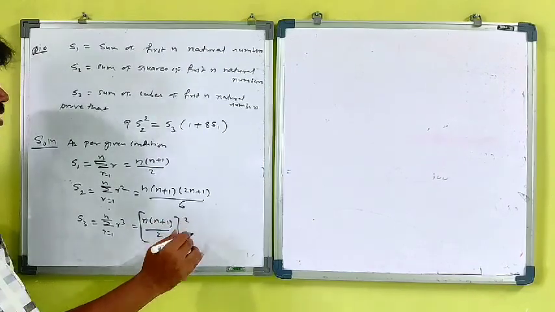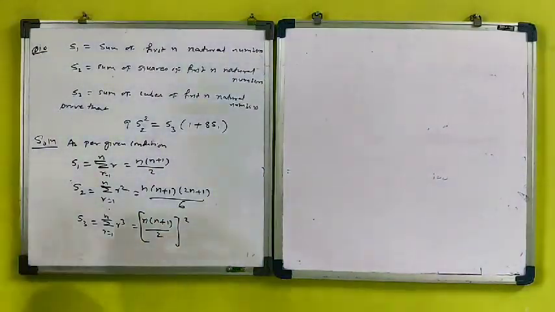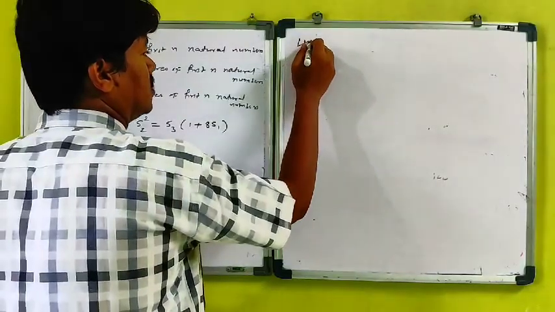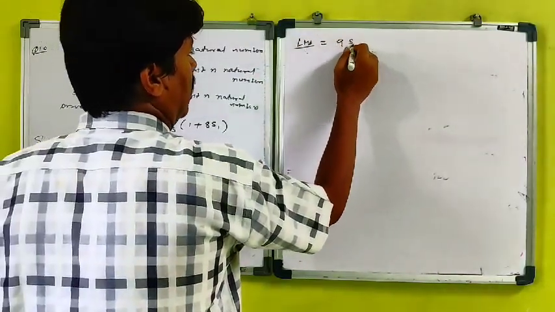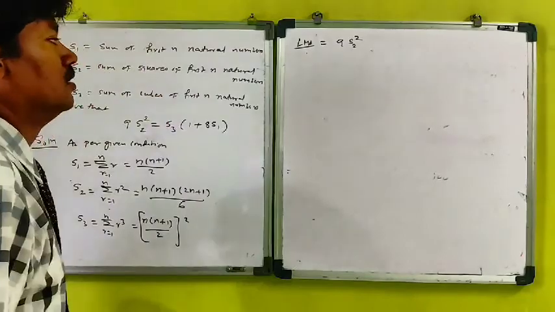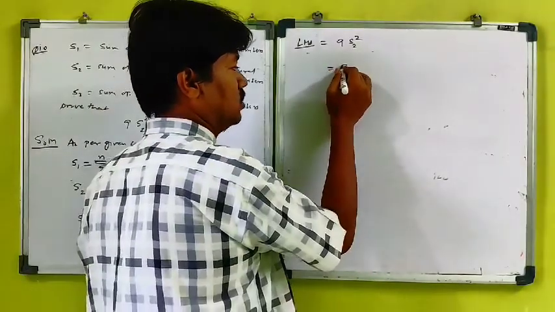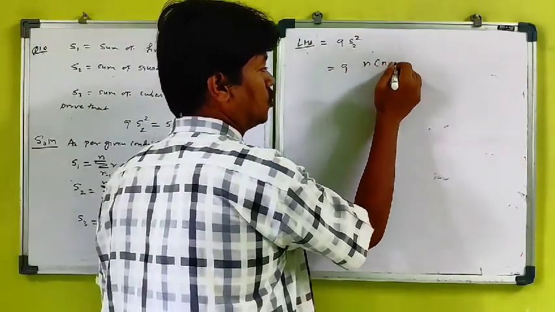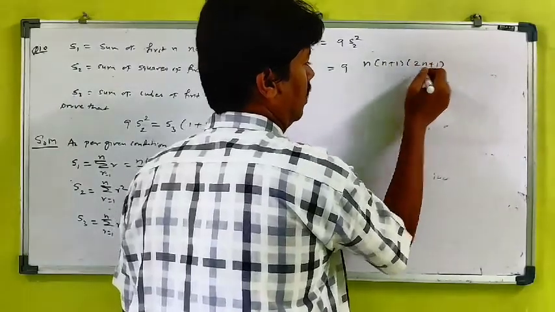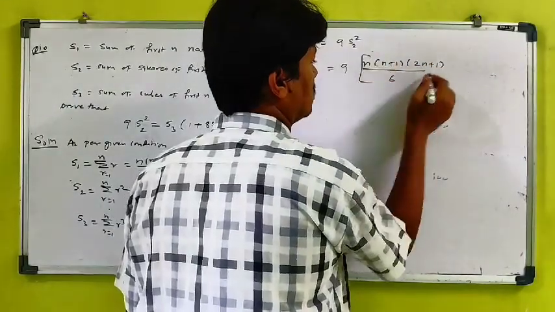Now, if we take LHS here, so LHS is 9 S2 square. So 9 into S2 square, so 9 n plus 1, 2n plus 1 upon 6 the square.